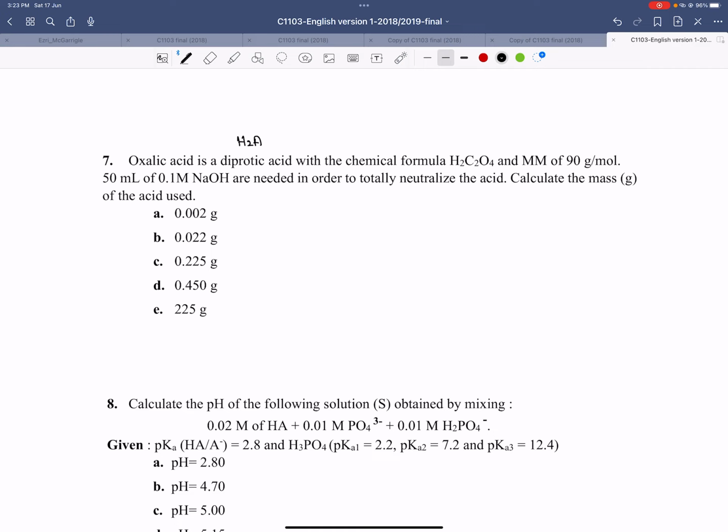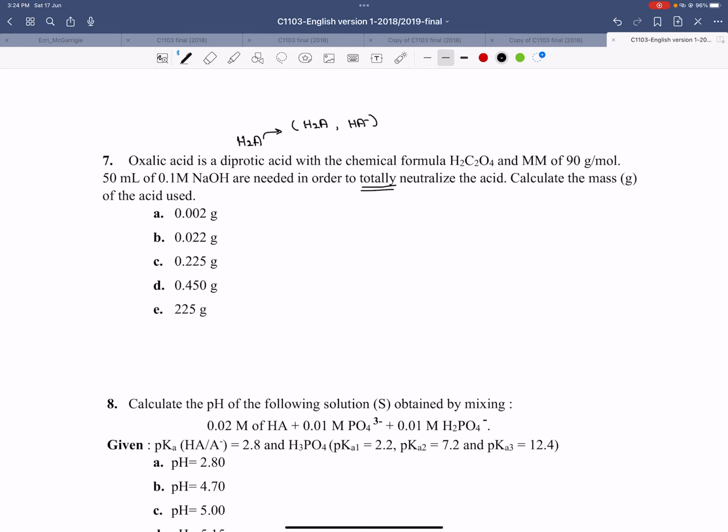So you need 50 ml of 0.1 molar NaOH to totally neutralize the acid. This is the most important word in this question. Why is it the most important word? Because you have to understand that you have a diprotic acid. It means you need H2A to be neutralized and then HA minus to be neutralized. Write the equations if you need it.